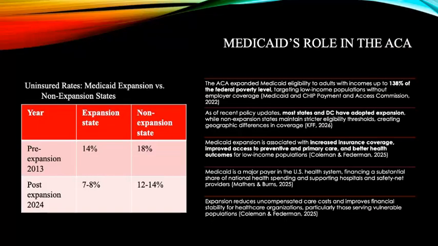Medicaid's role in the Affordable Care Act. Medicaid plays a central role in the Affordable Care Act. The ACA expanded Medicaid eligibility to adults earning up to 138% of the federal poverty level, targeting low-income individuals without employer-sponsored coverage. Now, most states have adopted Medicaid expansion, while non-expansion states maintain stricter eligibility rules, creating geographic differences in coverage.